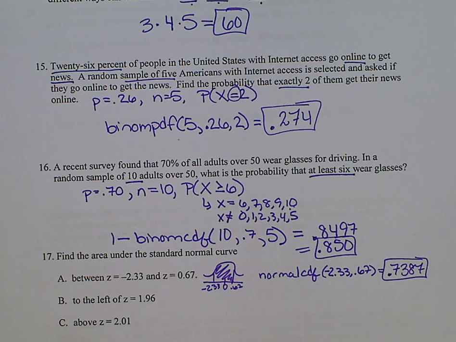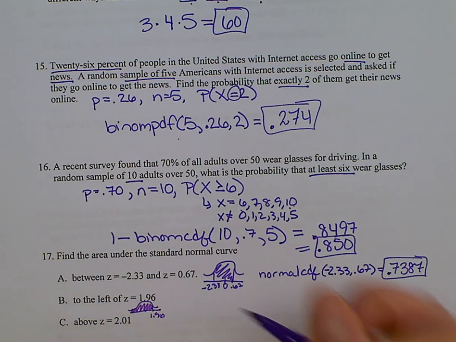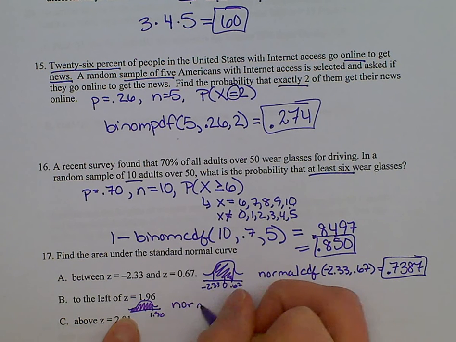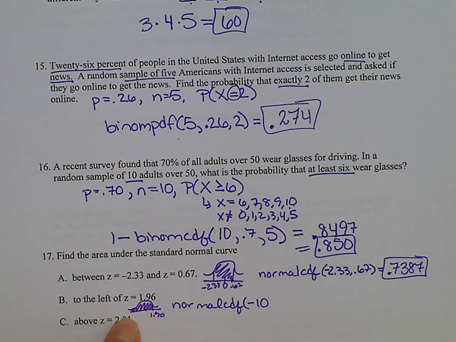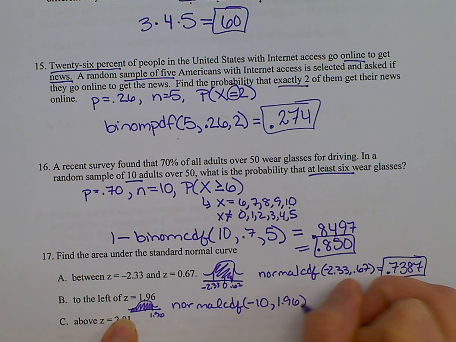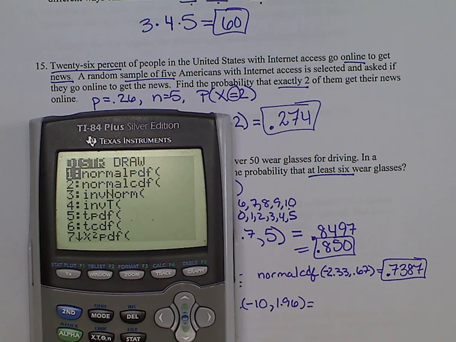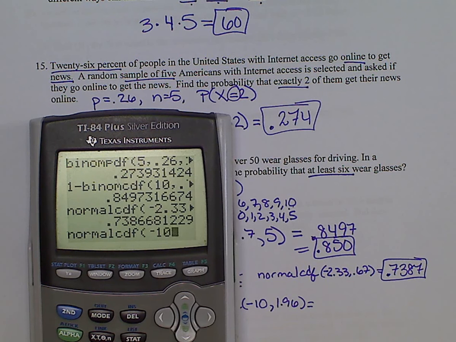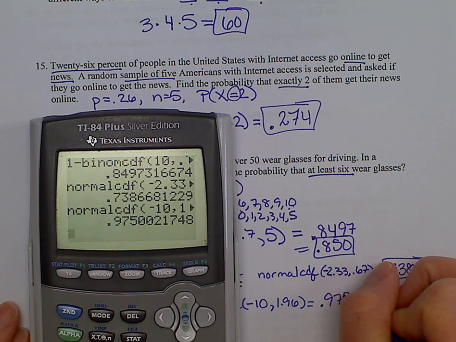Okay, to the left of 1.96, since we don't know what z-score is here at the left, technically it's negative infinity, but we know it's very unlikely to be beyond 3 standard deviations away. So if we go to negative 10, we know that we're covering our curve. So again, second distributions, normalcdf, negative 10 to 1.96, and then we round to 4 decimal places.